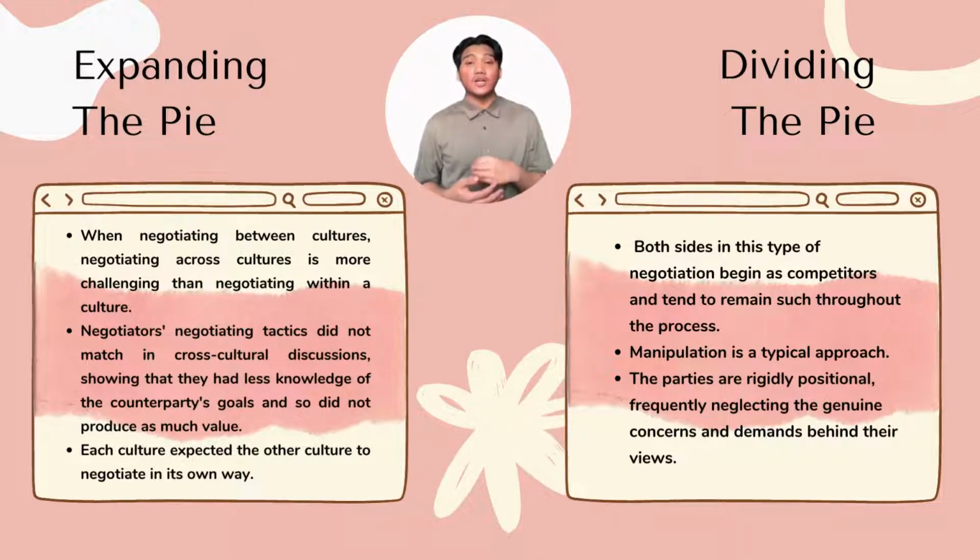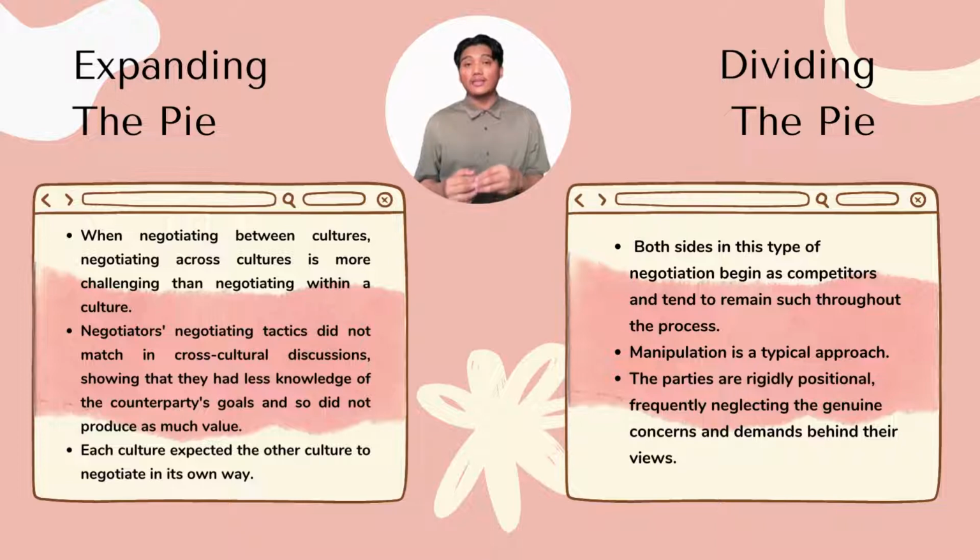A key research study has been conducted in 5 countries, which are Japan, Hong Kong, Germany, Israel, and the United States. It compared intracultural negotiation, which means inside the culture, with intercultural negotiation, which means across cultures. Negotiations between Japan and the United States resulted in smaller pie expansion than intracultural negotiation. Negotiators' bargaining methods did not match in cross-cultural negotiation, showing that they had less knowledge of their counterparty's goals and did not produce as much value.